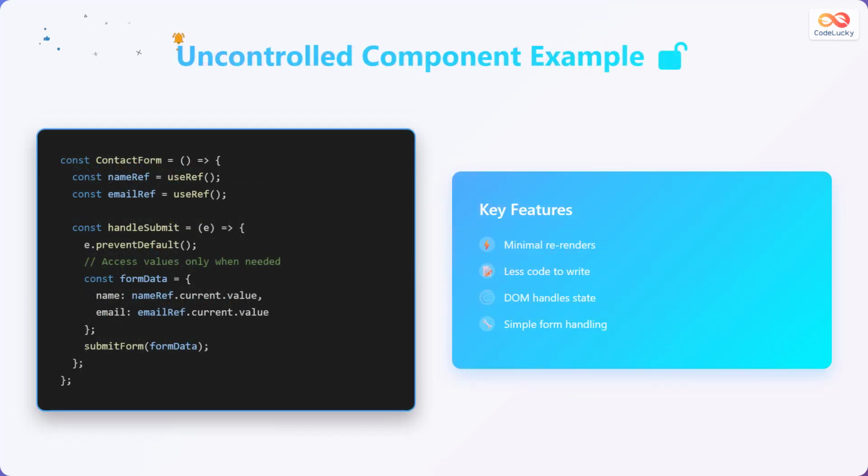Let's explore an uncontrolled component example in more detail. Here is the code. We define a functional component called contactForm. Inside, we use the useRef hook to create refs for the name and email inputs, nameRef and emailRef. The handleSubmit function is called when the form is submitted. It prevents the default form submission behavior. It accesses the current values of the name and email inputs using nameRef.current.value and emailRef.current.value, respectively. It then creates a form data object and submits it using the submitForm function.